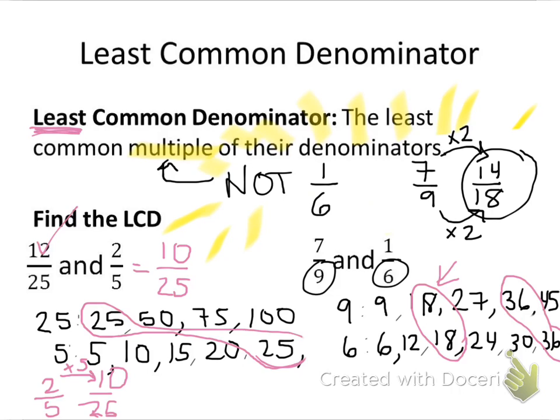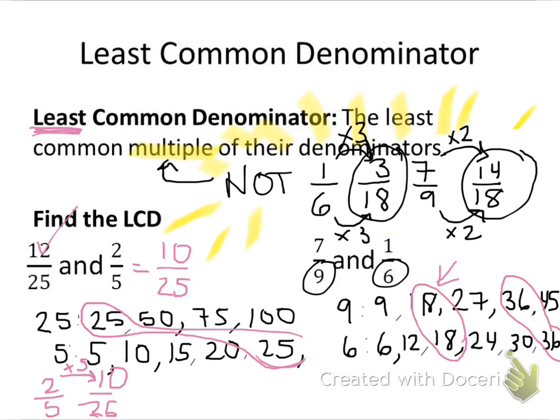Okay, so I need to get 1/6 into an equivalent fraction with a denominator of 18. How do I get from 6 to 18? We multiply it by 3. Great. Whatever we do to the denominator, we do the same thing to the numerator. So it's 1 times 3. We have 3/18. So there's our fractions written in with their least common denominator.